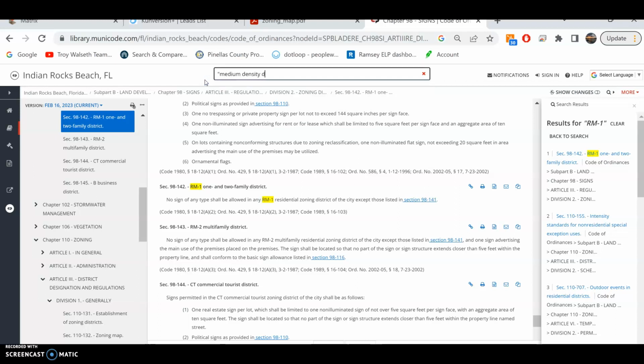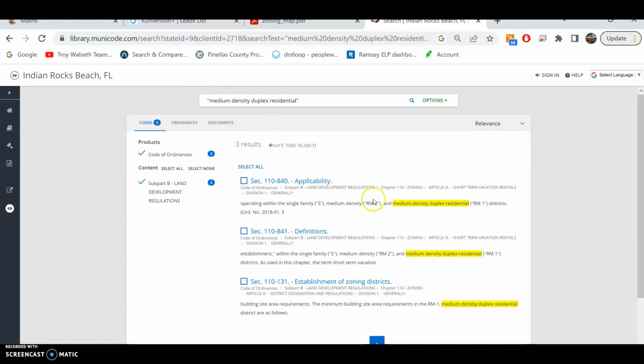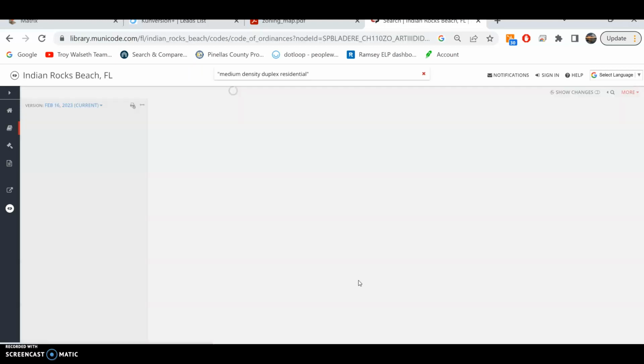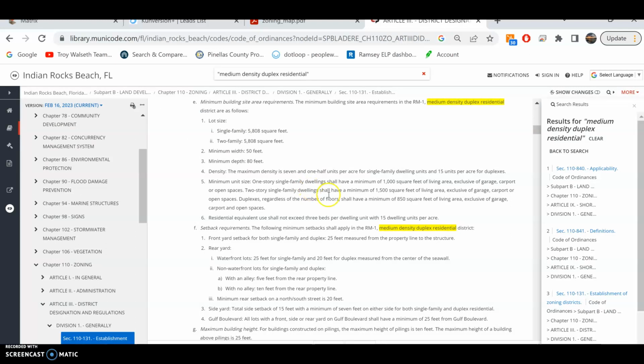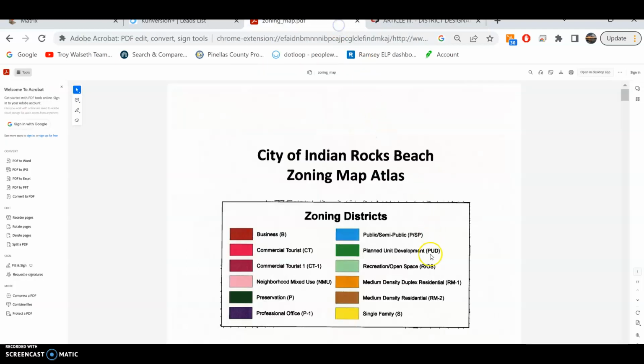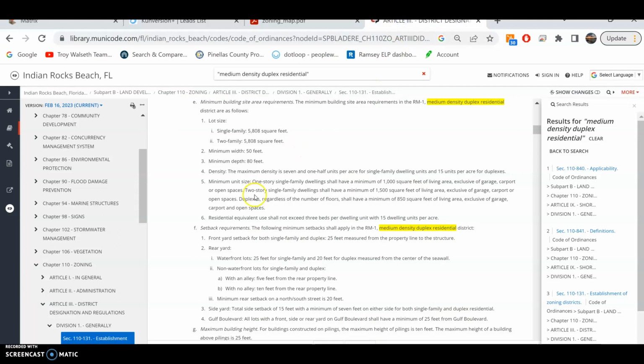Right down the street from them, there are new condos being built, or townhouses, and it's in the same zone. I think your question is, you've got one lot, how many units can you fit? I searched for medium density duplex residential, which is what it's actually called, and I found what I was looking for.